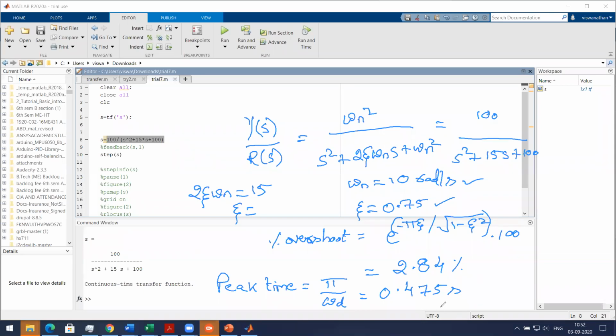Okay. So let's see this in MATLAB. Any questions so far? Any doubts? A second order system is written in this form. And then we know that this 15s can be written as 2 zeta omega n s. And this omega n square is equal to 100. So omega n is equal to 10.